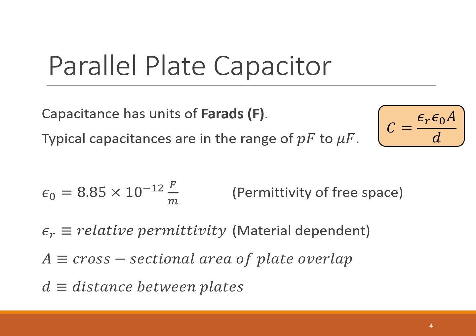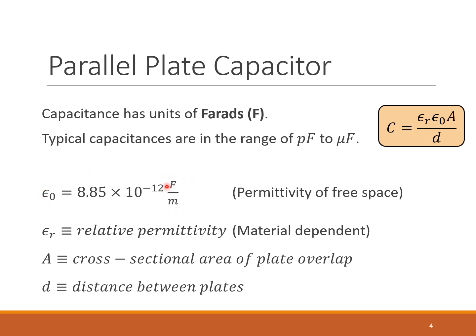Now looking at each of these terms in the equation from our previous slide, I've just copied that here. We have, in addition to the A and the D, which we mentioned on the previous slide, A as our cross-sectional area of plate overlap, and D as the distance between our plates. We also have these two epsilon terms. The epsilon naught is our permittivity of free space. So here's the value of the permittivity of free space.